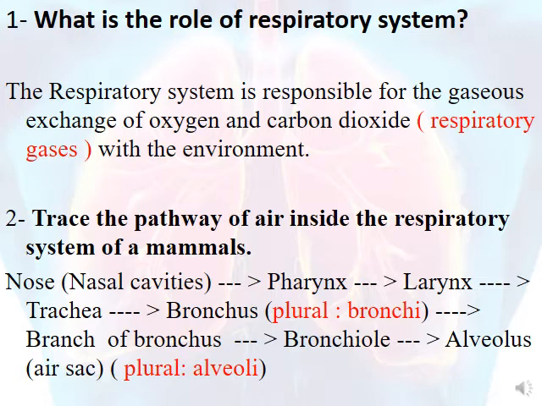So in question number 2, we trace the pathway of air inside the respiratory system. We start with the nose, with the nasal cavities, then to the pharynx, then to the larynx, to the trachea, to the bronchus, where the plural is bronchi, branches of the bronchus, bronchioles, alveolus, which is the air sac, where the plural is called alveoli.